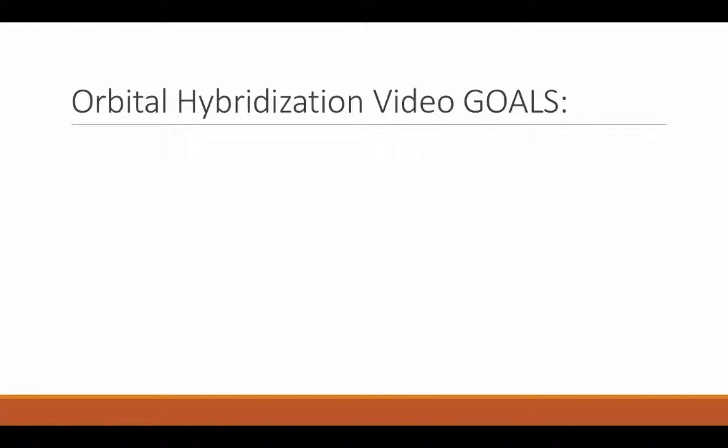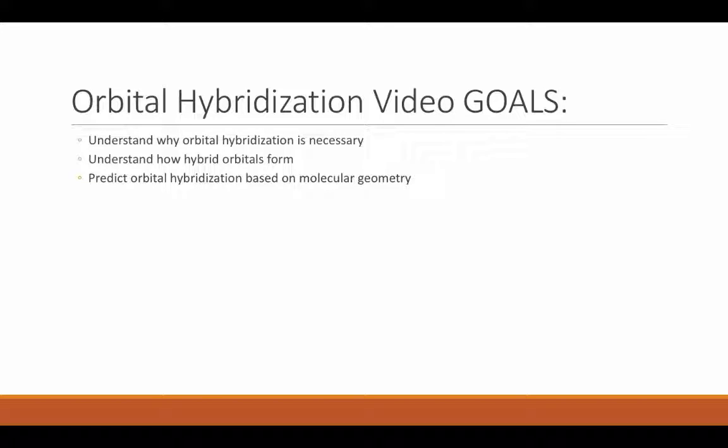That brings us to the end of this video. Let's review our goals. First, we looked at why orbital hybridization is necessary to account for equivalent bonds from unequivalent orbitals. Then we looked at how hybrid orbitals form. And finally, we learned to predict orbital hybridization based on molecular geometry.